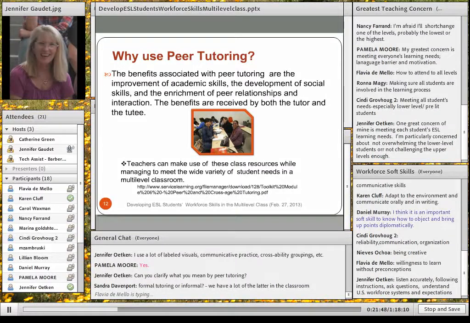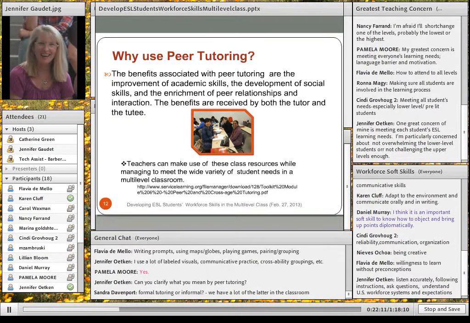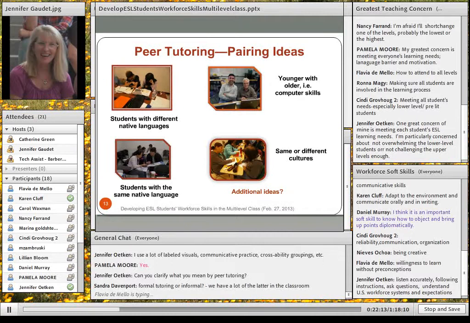But I have heard teachers say, I don't think it's fair to the tutor, and I've used this extensively, and I promise you that as we know as teachers, we have to know something well to be able to help others, and that communication that's required helps both students.